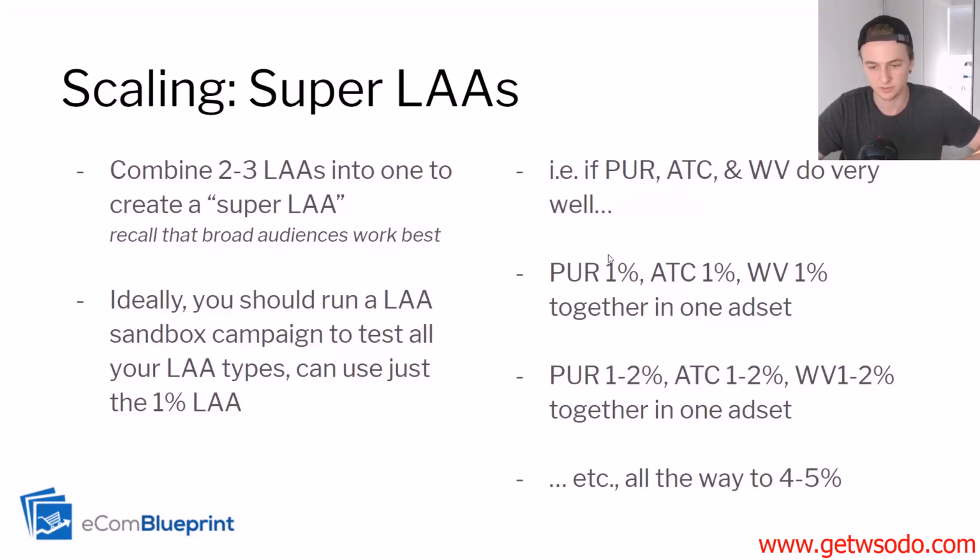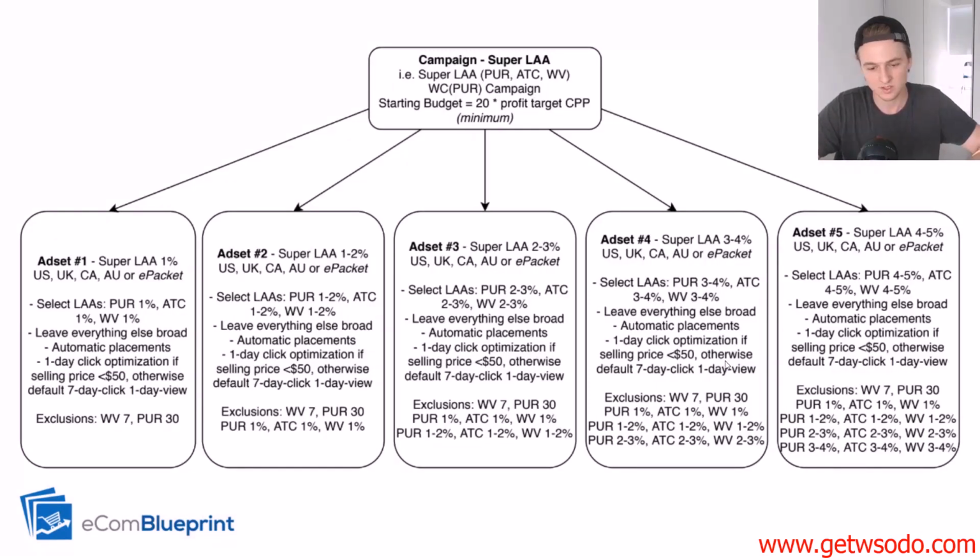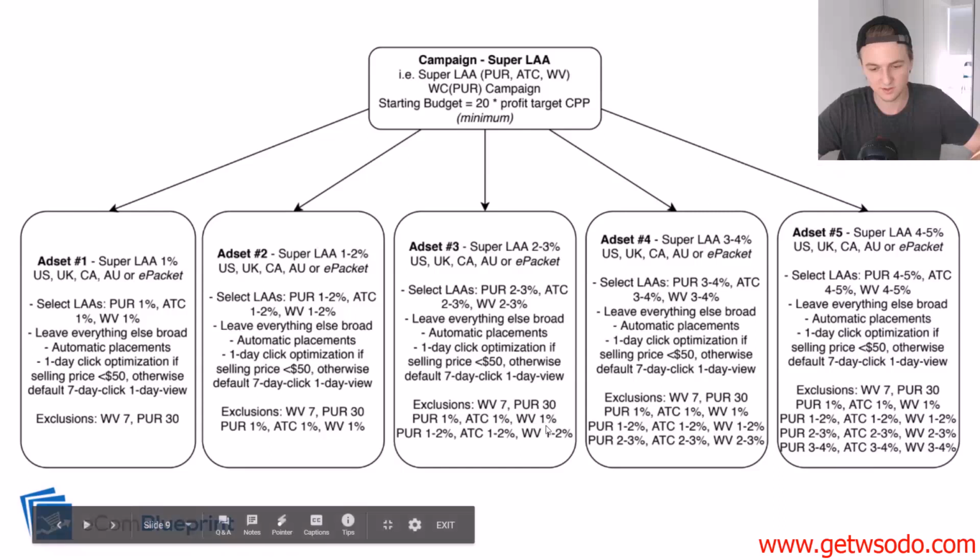And so what you're going to do is you're going to put the 1% purchase lookalike with the 1% add to cart and the 1% website visitors. You put all of these together in one ad set. This would be your first ad set. You put all the 1 to 2% together in one ad set. This would be your second ad set, all the way to 4 to 5%. And so this is essentially the same thing as a single lookalike audience campaign, but you're putting 3 of them together to create larger audiences. And so let me show you this diagram here. It gets a little confusing with the exclusions here, so I'm going to explain that in a second.